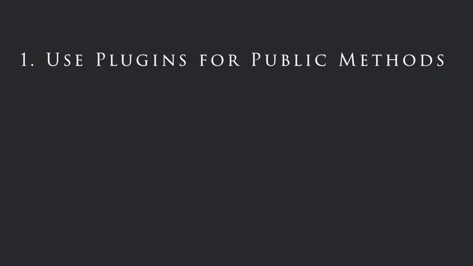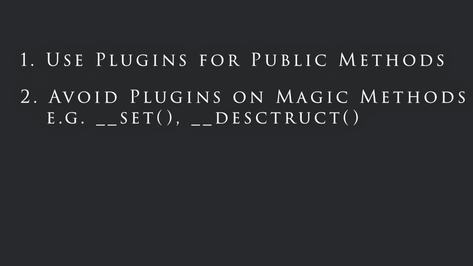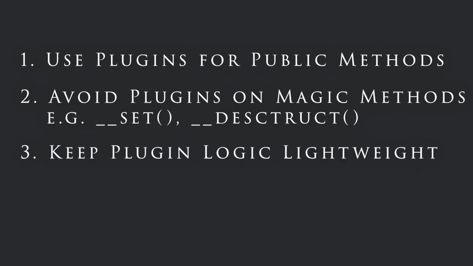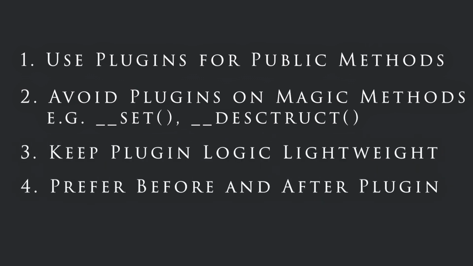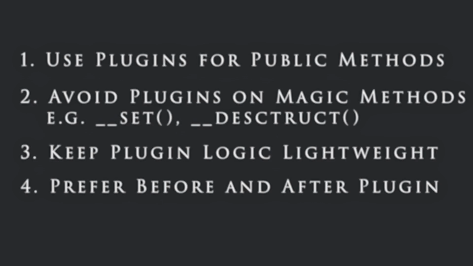Here are a few best practices when working with plugins in Magento 2. Use plugins only for public methods. Avoid using them on constructors or magic methods like destruct or set or get. Keep your plugin logic lightweight to prevent performance issues. Prefer using before and after methods instead of around methods unless necessary. And in our example, it was a necessary step to use an around plugin, because without it there was no possibility to perform a redirect to a customer login page.